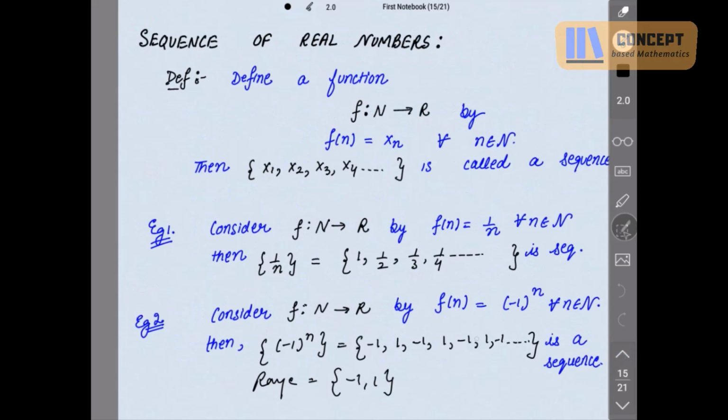-1, 1, -1, 1, -1. What is the minimum element of this? -1. What is the maximum element of this? 1. So is this sequence bounded or not? Yes, this is a bounded sequence. Okay.